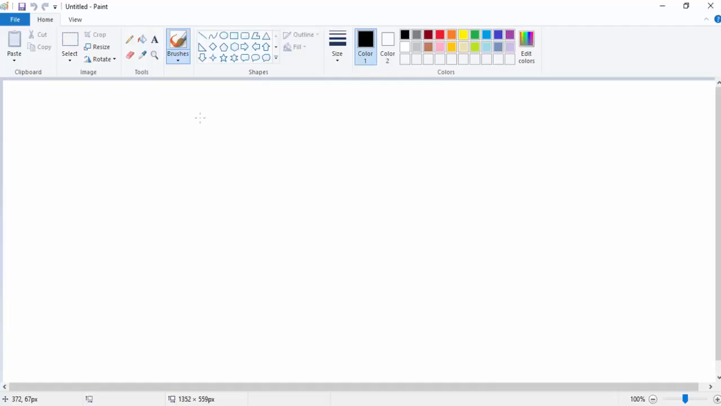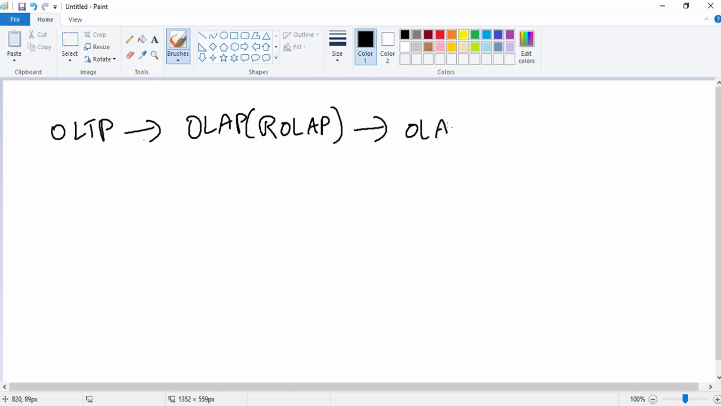Hello everyone, welcome back. In this video we are going to discuss schemas, that is star schema and snowflake schema, and then we are going to discuss dimensions and measures. As I said, the data will be flowing from OLTP to relational OLAP, and then from relational OLAP you will be loading into the multidimensional OLAP.